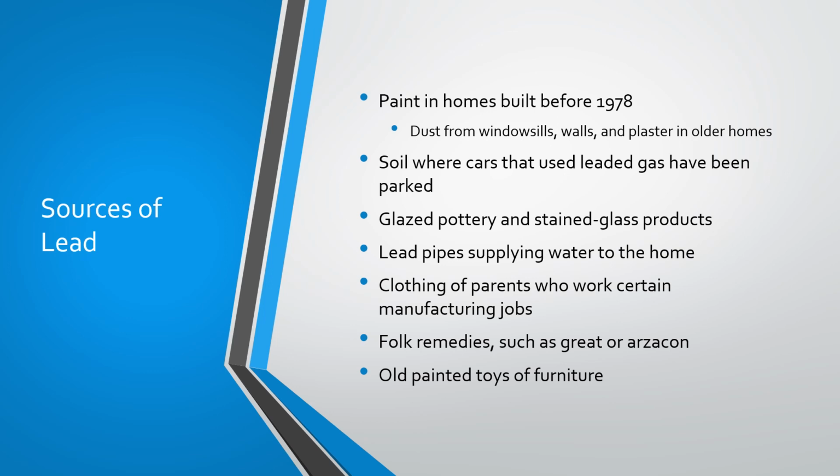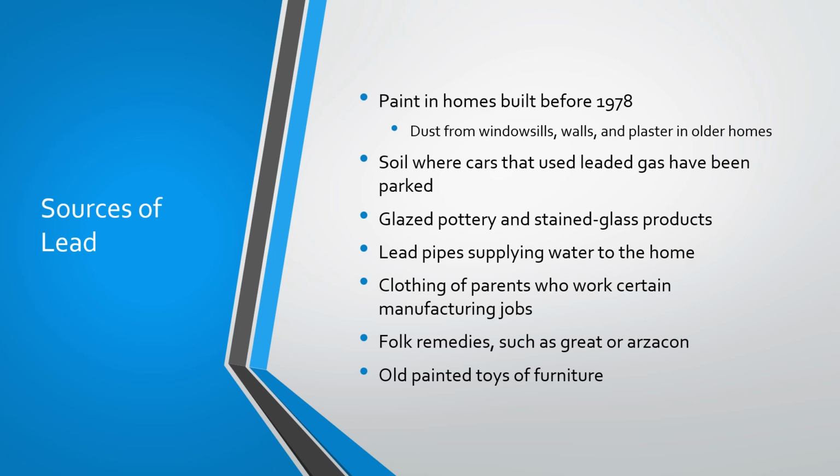Sources can include paint in the homes, especially if the homes were built before 1978. I'm sure you guys have all been made aware of that, right? All of the newer homes are made with non-lead based paint, right? Dust from windowsills, walls, plaster in the older homes, right? Because that paint has chipped away. 1 to 5 year olds might be eating it, right? And that's increasing the lead levels. Soil where cars are parked can lead to increased lead levels.